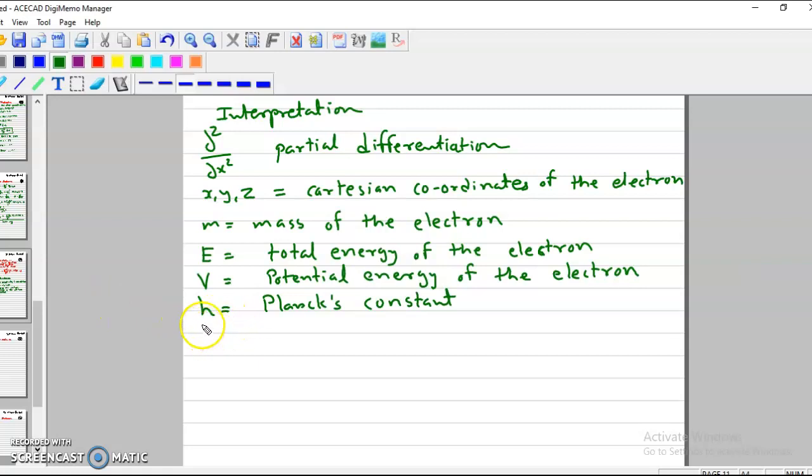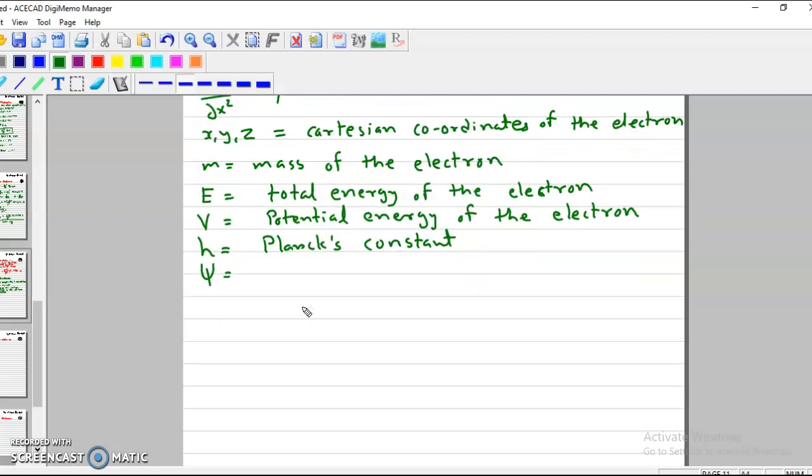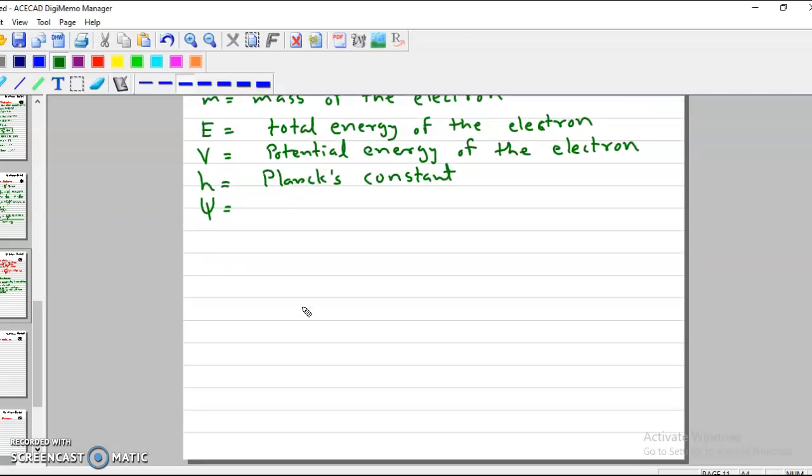Okay, psi. This is basically a Greek alphabet, but Schrodinger particularly used this alphabet for the wave function of the electron. So psi is the wave function of the electron. So when electron is revolving around nucleus like on a wavy path, its position can be given by this psi.